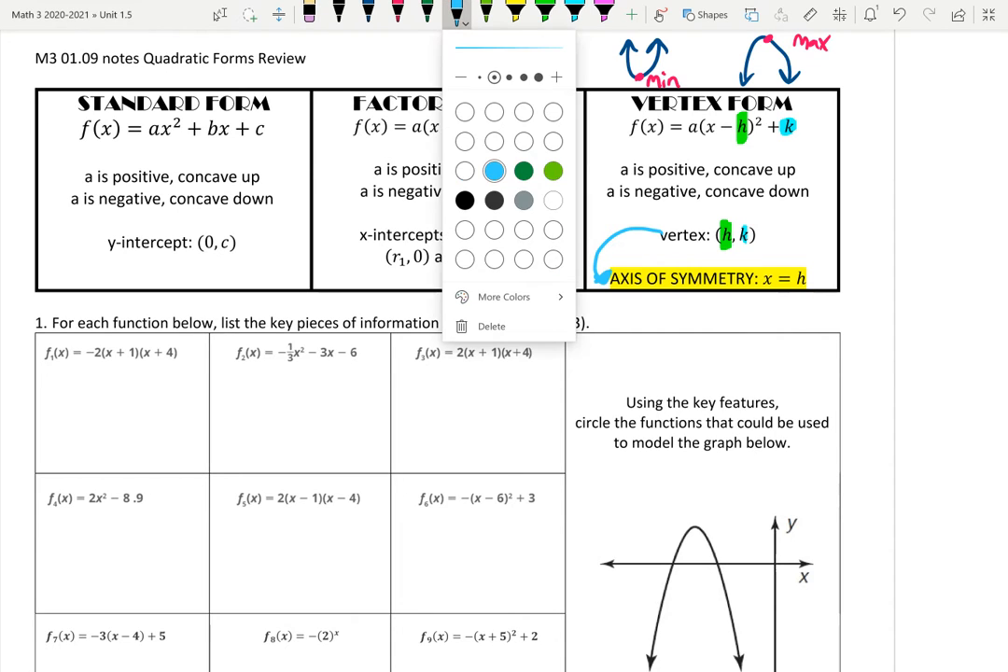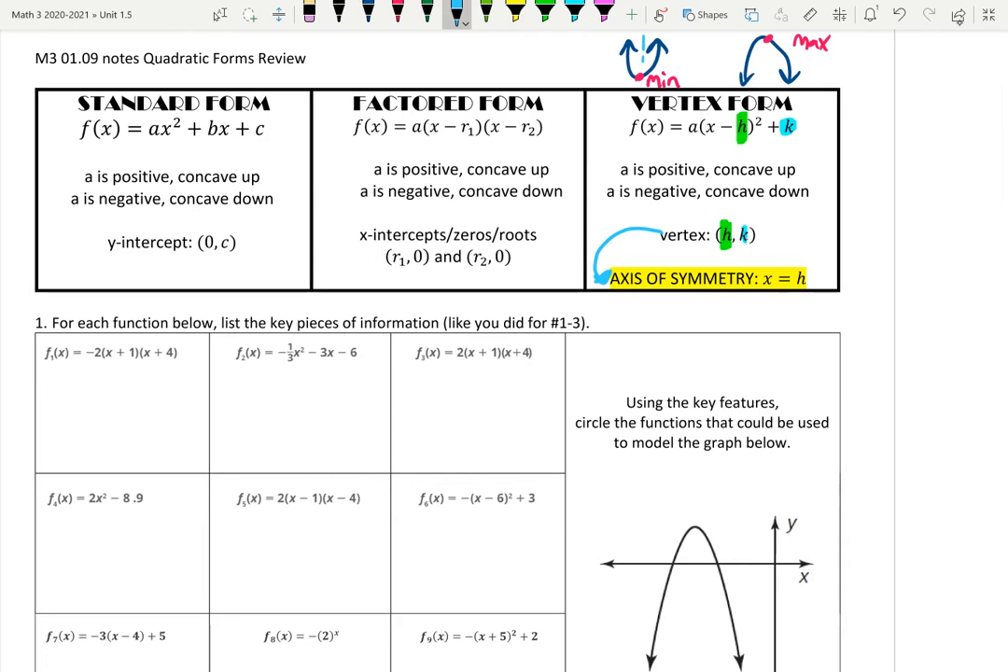Key point, the vertex does directly lie in the middle of the quadratic, meaning if I draw a vertical line through the vertex, it will always create a line of symmetry, an axis of symmetry. Where is it going to be? At the x part of the vertex, which is going to be h. Keep this in mind.